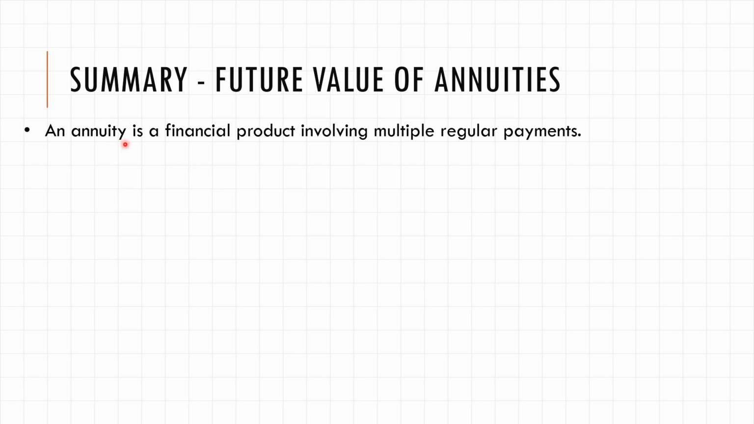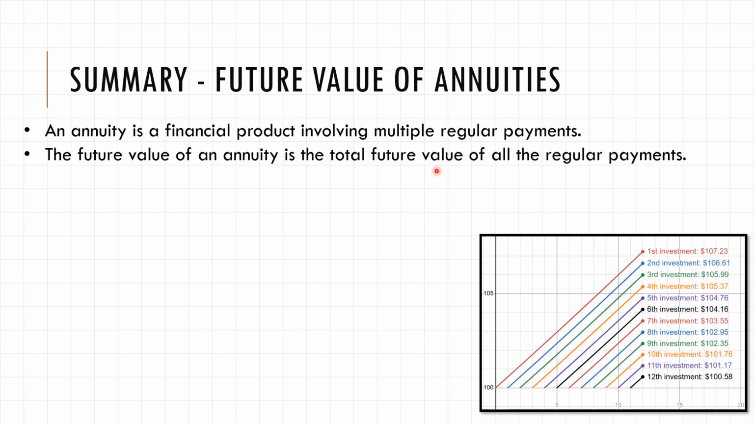An annuity is what we learn next. This is a financial product that involves multiple regular payments. And the future value is the total future value of all the regular payments. So notice over here, this is maybe a timeline. This is my first investment at $100, and it grows until it reaches $107.23. And that's after 12, let's say, months.